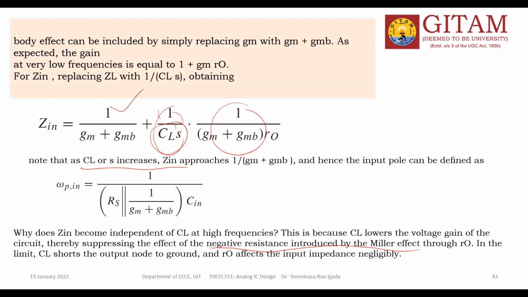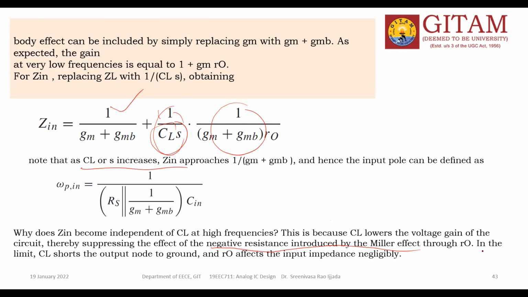Negative resistance introduced by the Miller effect: true or not? In the limit, CL shorts the output node to ground and R naught affects the input impedance negligibly. So whenever the CL value increases, that means high frequency, what happened? Generally, what is the role of CL? It reduces the gain of the whole circuit.